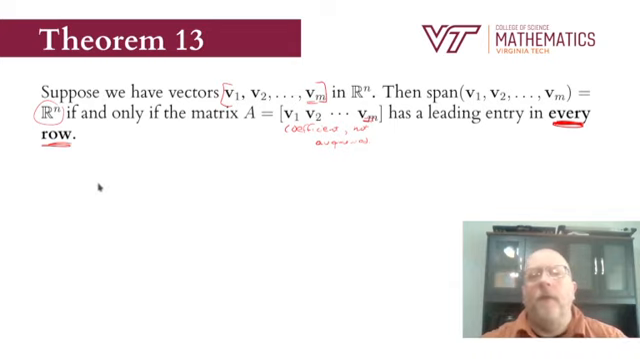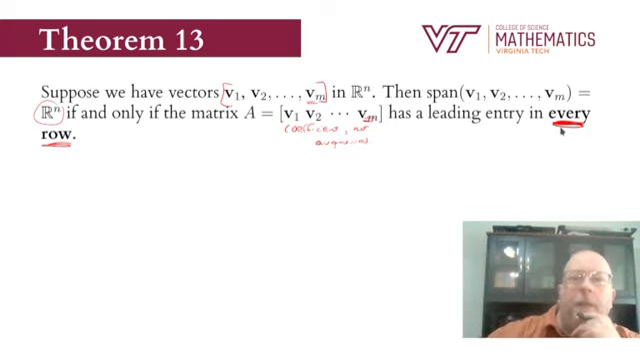So what we now know is the significance of having a leading entry in every row. Later on in the next video, we're going to talk about what the significance is if there's a leading entry in every column, and that turns out to give us some information as well. But a leading entry in every row is what guarantees that the set of vectors spans all of Rn. All right, so let's try an example, and then we're going to wrap up.